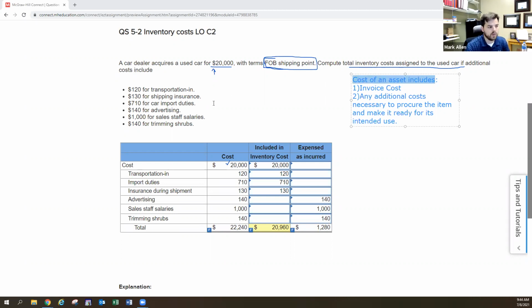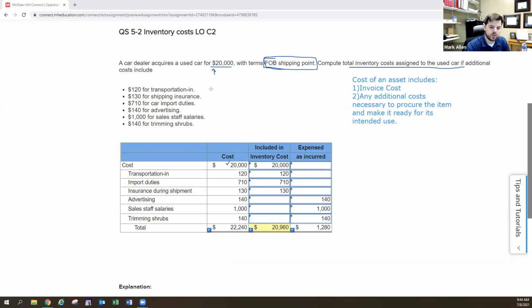So you do have to be a little bit careful and make sure you don't get tripped up and think, oh, okay, well, we paid $20,000 for this asset, I bet I just record this for $20,000. That would not be correct. So don't make that mistake, because then you would be forgetting all these extra things. So now we'll go through and talk about them.